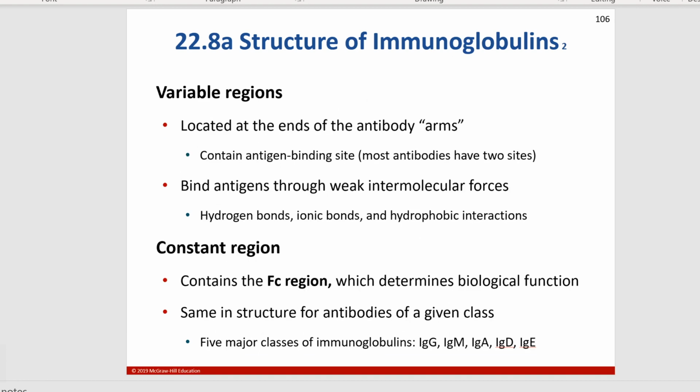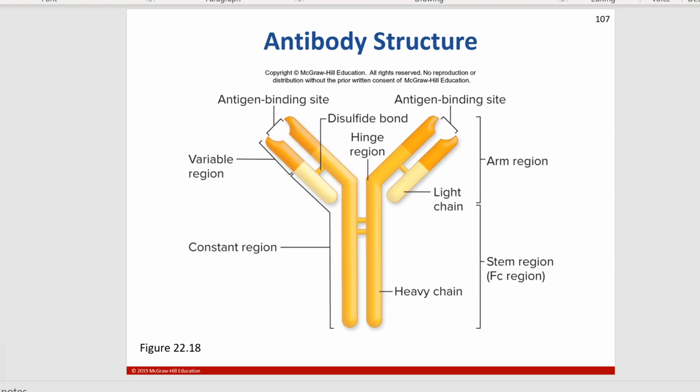So let's look at the shape of it. I've got this Y shape here. Heavy chains are the big ones, and light chains are the little ones. The heavy chain is part of the arm regions. The heavy and light chains are totally within the arm region, but the two heavy chains continue on to the constant region, like the stalk of the Y rather than the two arms of the Y. The stalk is the constant region, the stem region.